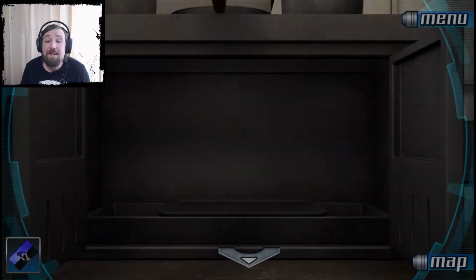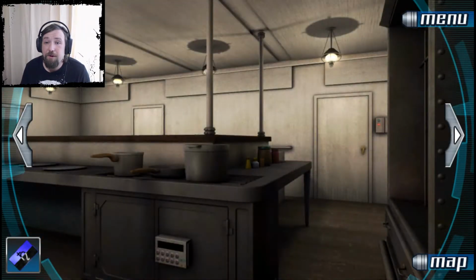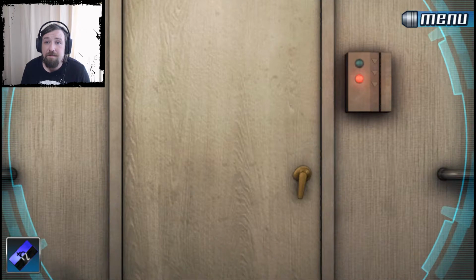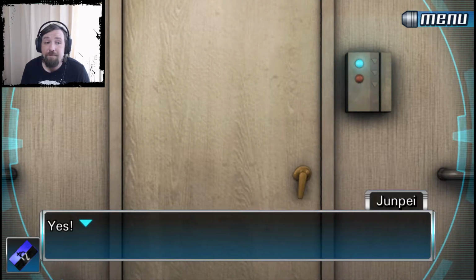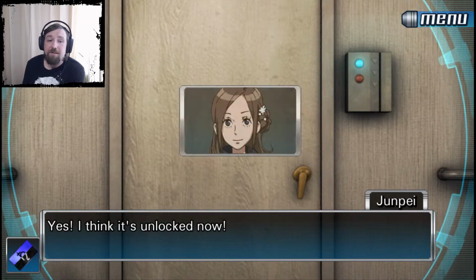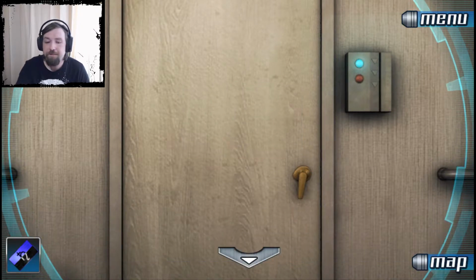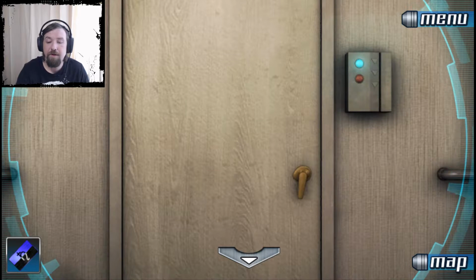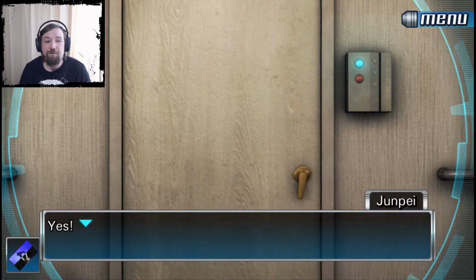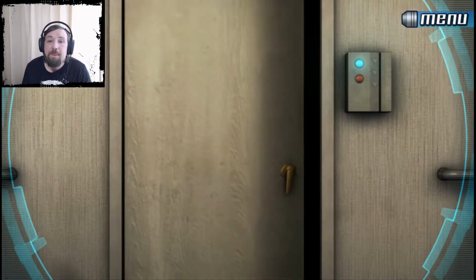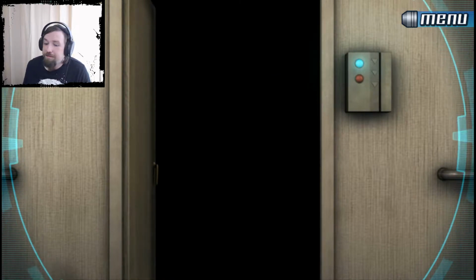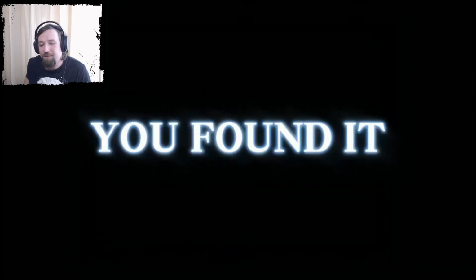Saturn keycard. Oh, the Saturn keycard. Is that what opens this as well? Yes. I think it's unlocked now. You did it, Jumpy. Let's get out of here. Alrighty. My bit of paper's already getting full of crap. Let's go. My bit of paper's already covered in all kinds of bullshit.